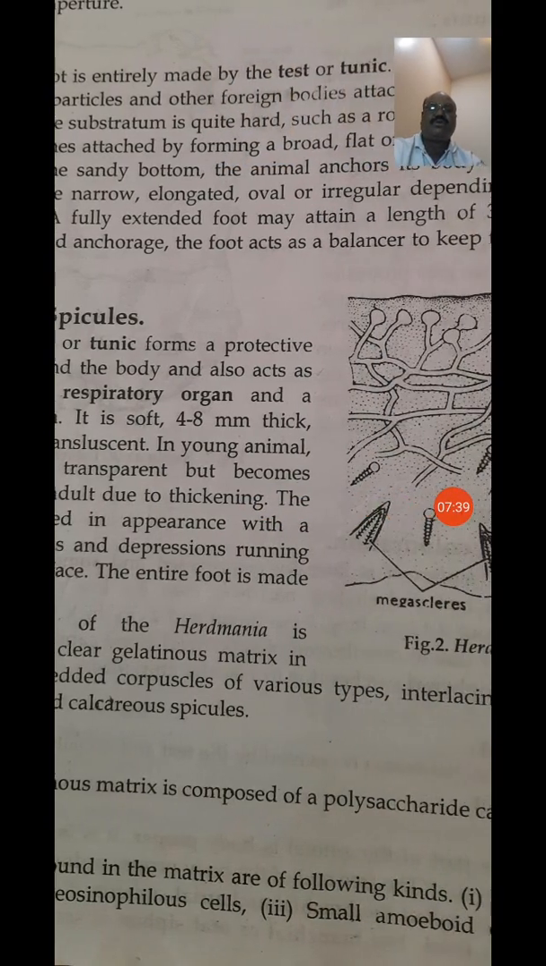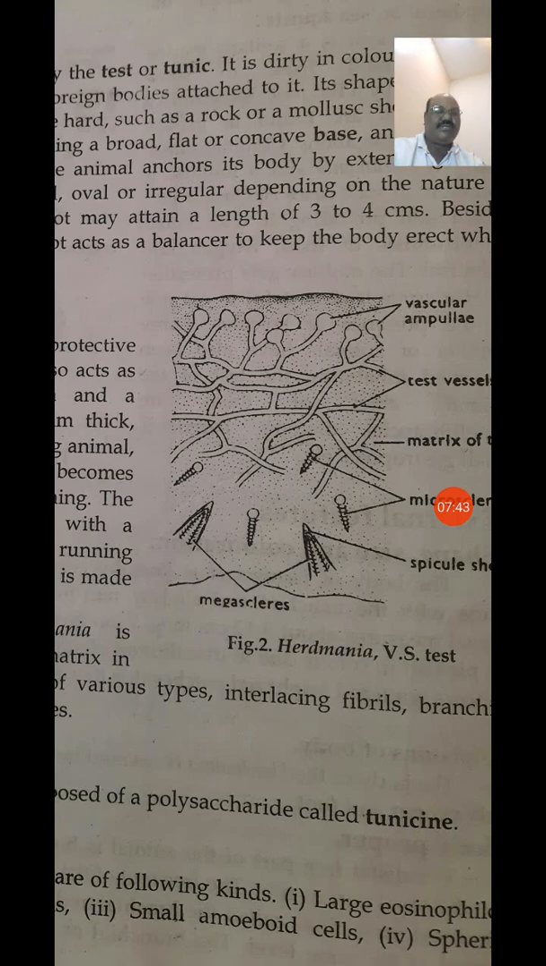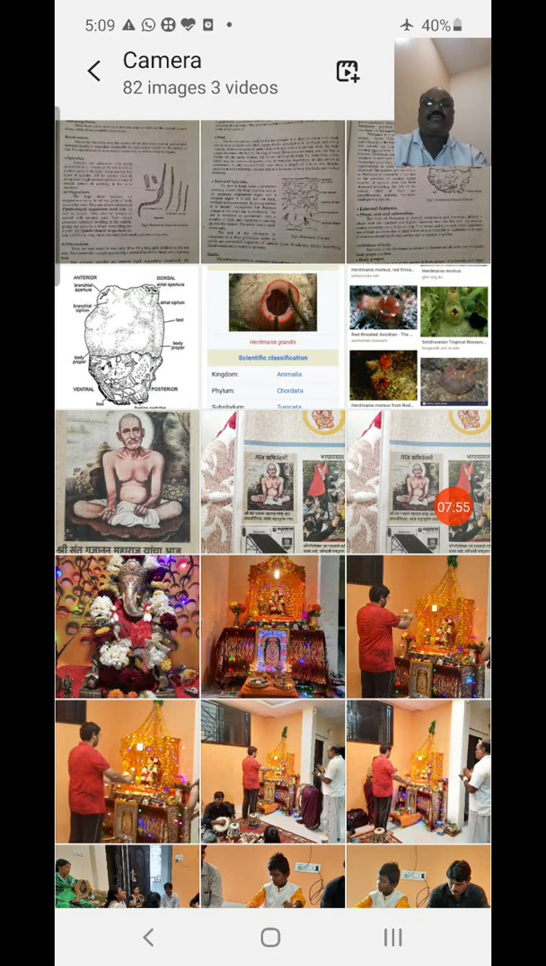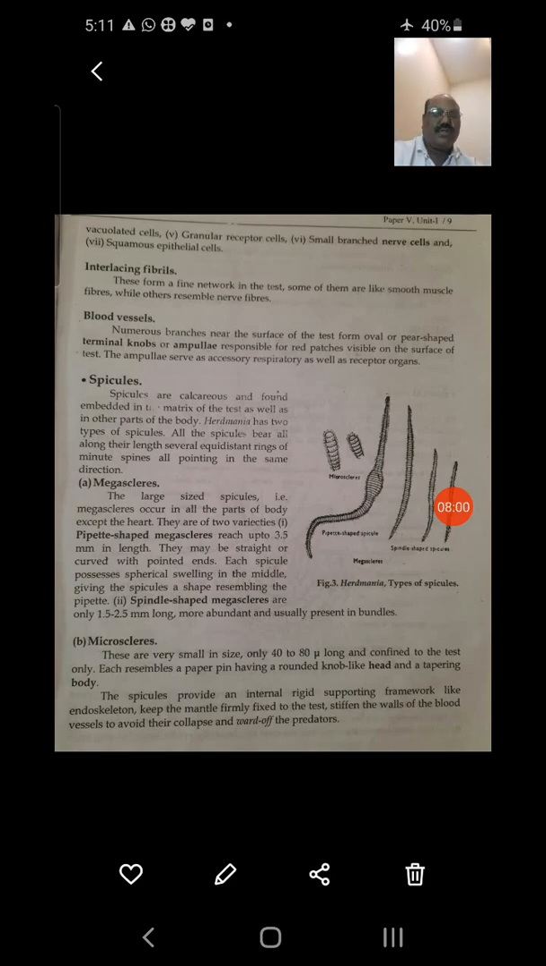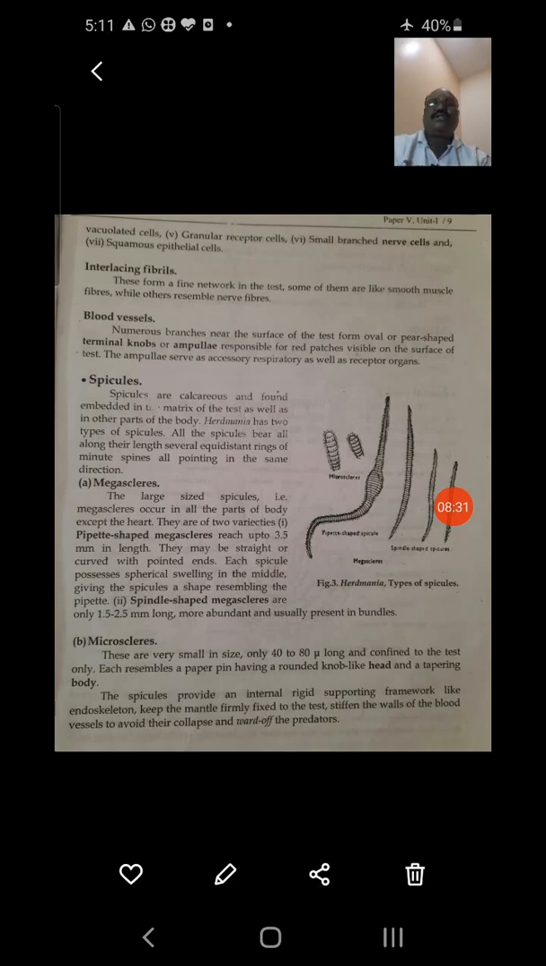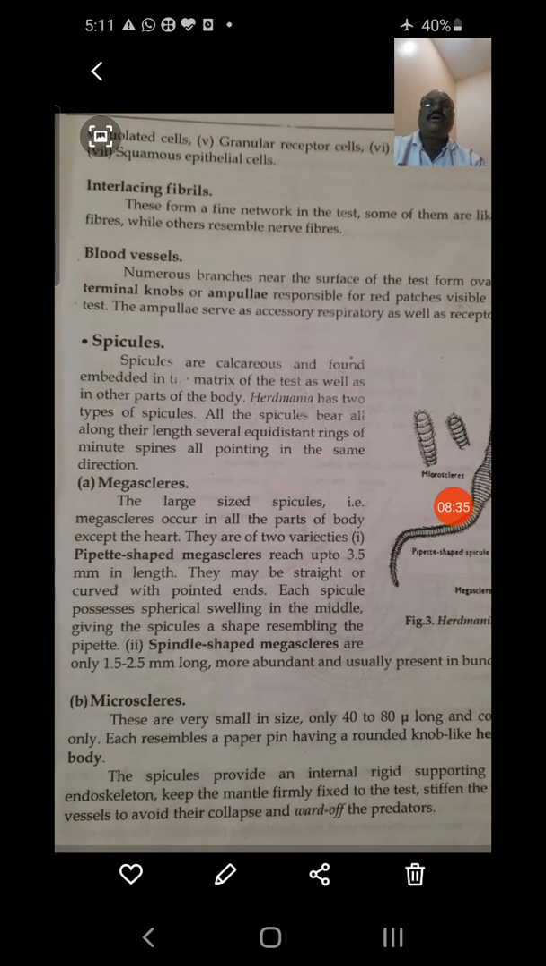The gelatinous matrix is composed of a polysaccharide called tunicin. This is the material from which the gelatinous matrix is made up. Then the corpuscles. The corpuscles are of various types. These are actually cells found in the matrix, of the following kinds. First, the large eosinophils, then small eosinophils, then small amoeboid cells, then spherical vacuolated cells, and fifth, the granular receptor cells, and last, the small branched nerve cells and the squamous epithelial cells. So these are the corpuscles found in the test of the Herdmania.